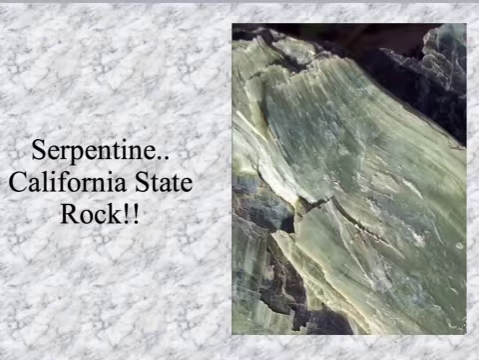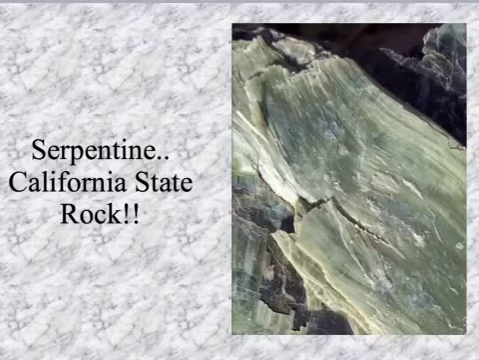Here's serpentine, the California state rock. This is a good example of a non-foliated metamorphic rock, and the green comes from magnesium silicates that are altered in the process of metamorphism.